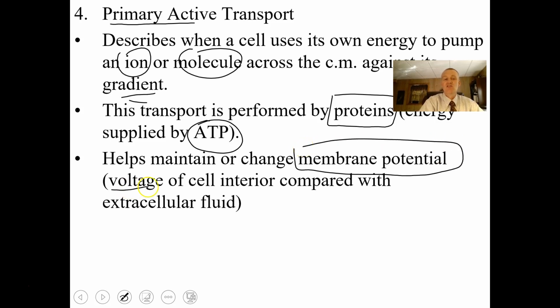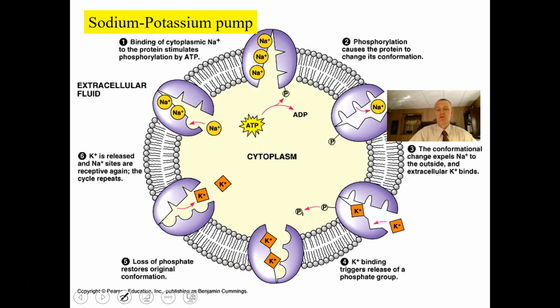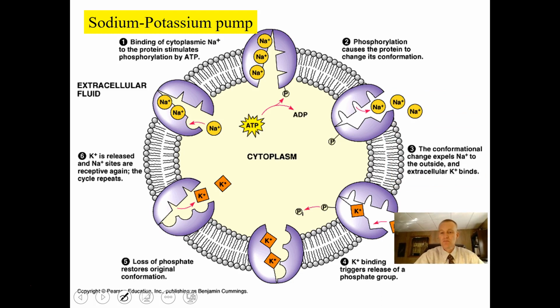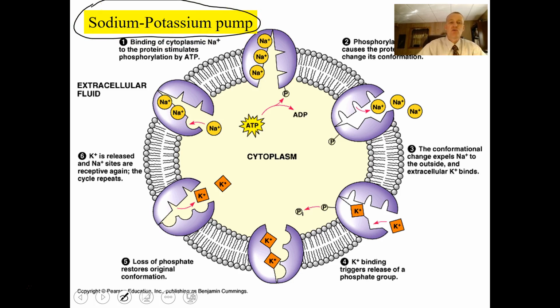These proteins will help to maintain or change the membrane potential. That is the voltage of the interior of the cell, at least right underneath the cell membrane, compared to the extracellular fluid that's around the cell. So this is a very critical thing, being able to change this membrane potential. And you'll get to know that well, because we'll talk a lot about membrane potential and changing it and maintaining it. So the sodium-potassium pump is our primary active transport protein.